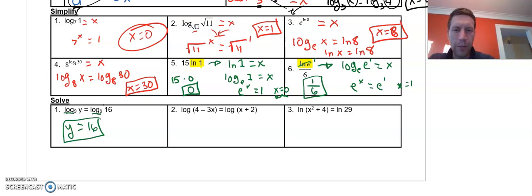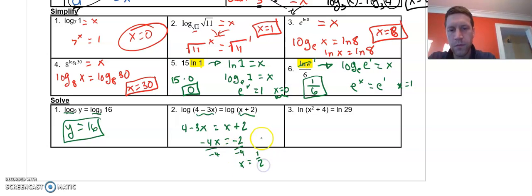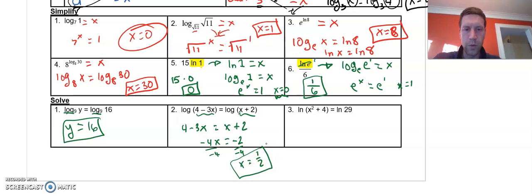Some of these get a little more complicated. Set the insides of my log equal: 4 minus 3x equals x plus 2. Subtract x from each side. Subtract 4 from each side. And we get x equals 1/2.